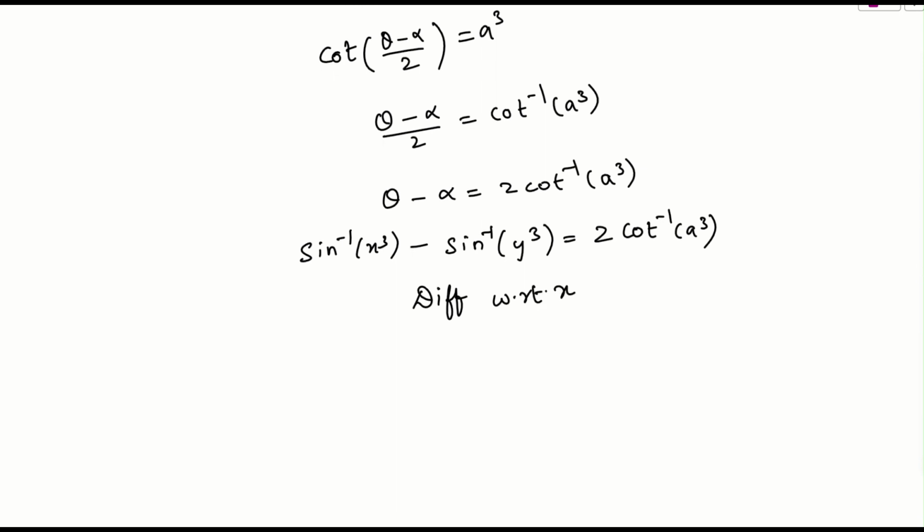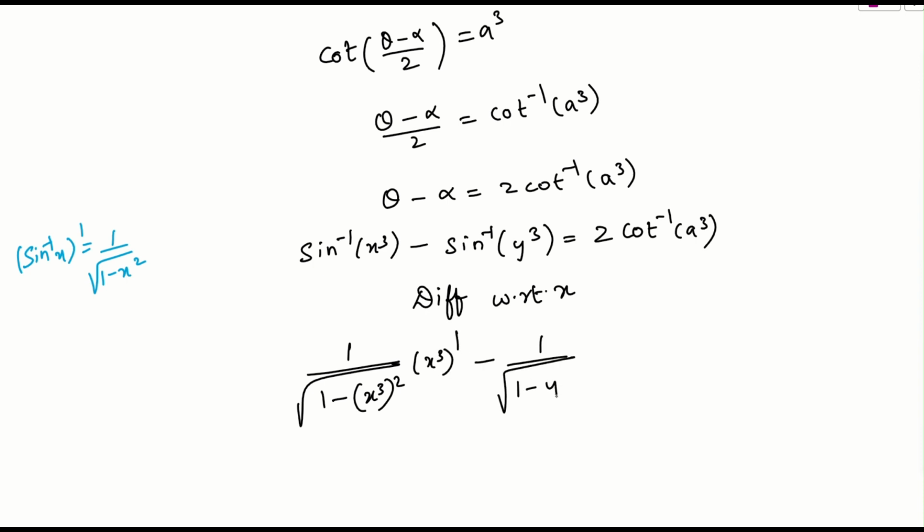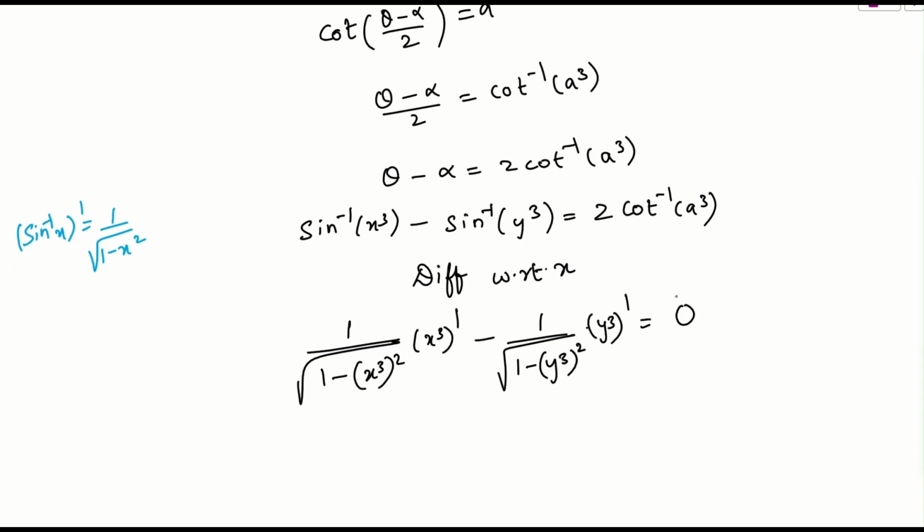Is it okay? If you remember, we already know the derivative of sine inverse of x. This is nothing but 1 by root of 1 minus x square. I will be applying the same formula in this case, which is 1 by root of 1 minus (x cube) the whole square, and we need to apply the internal derivative. Let me write it down. X cube internal derivative, minus 1 by root of 1 minus (y cube) the whole square into y cube derivative. The right side is a constant. Why? Because there is no x term or y term on the right side. So this will obviously be 0.